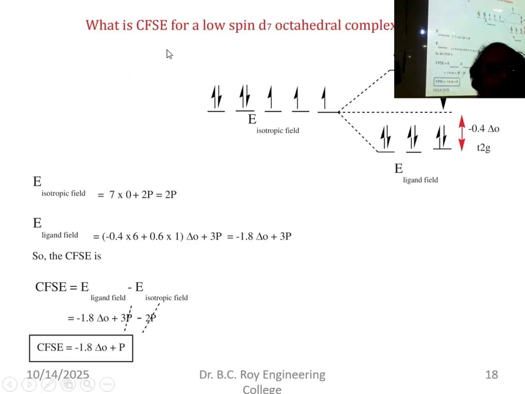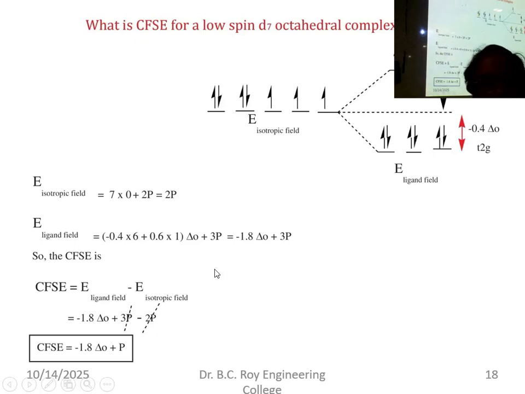Now next is d7, a real life calculation. See, total 7 electrons are there, 6 here and the 7th one is here. That means it is a low spin complex. D7 means cobalt, we can think of it that way. So here minus 0.4 into the total 6 electrons and plus 0.6 into 1 electron. So that is calculated here. The isotropic field is just like earlier, and the ligand field is plus 3p because 3 pairs are there in the ligand field, but in the isotropic field there is 2p. 2 pairs were there, now there are 3 pairs.